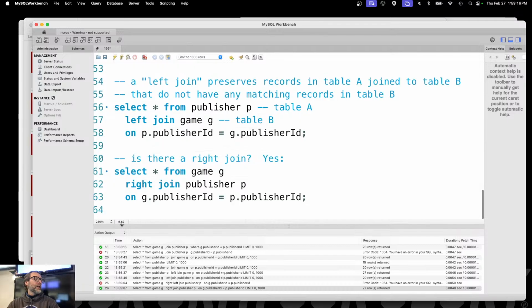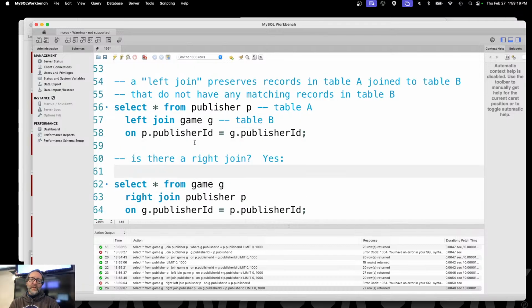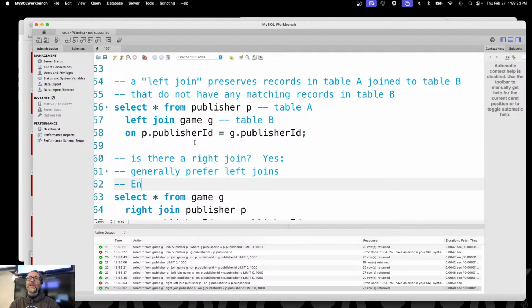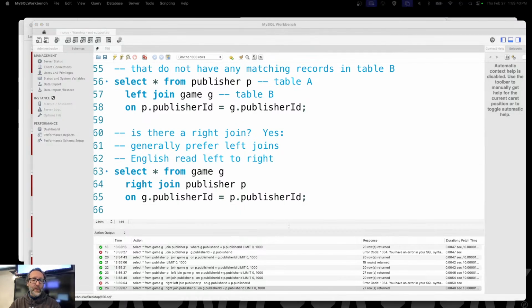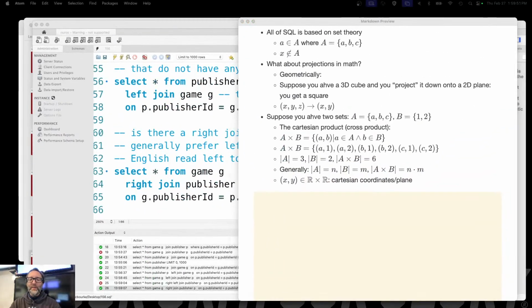Right? So should you use a right join? Generally prefer left joins. Why? Because English speakers read left to right. Right? Are you jazzed about the idea of reading right to left? No, I don't like that. Sometimes you have to, and I'll show you an example here towards the end of where you actually have to go both ways. Okay? All right, so there's a left outer join, right outer join. And it's basically nothing more than a Cartesian product. I don't want to go over any more math, but maybe.